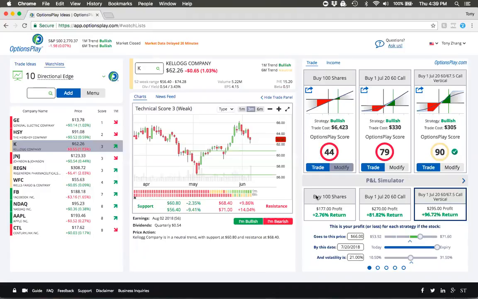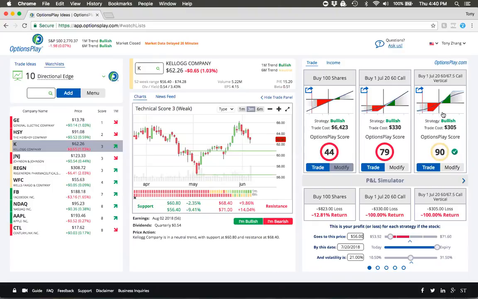instantly say, well, if you bought the 100 shares, you make a 2.76% return. If you bought this call, you make an 81% return. If you bought this call spread, you make a 96% return. Conversely, if you're wrong, what happens is this stock goes back down to that 56 level. Here, you lose $823 if you bought the stock. If you bought this call, you lose $330. If you bought the spread, you only lose $305. So not only do you get a higher return if you're correct by buying the spread, you actually end up risking less money if you're just paying the spread versus buying the stock or buying a call.